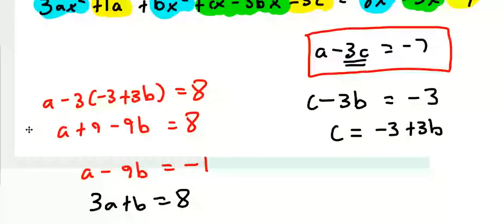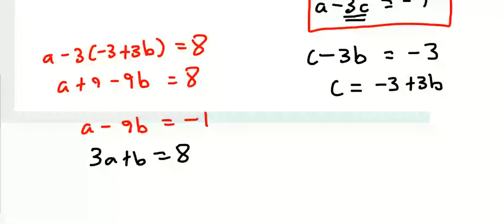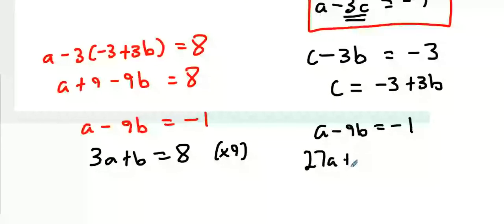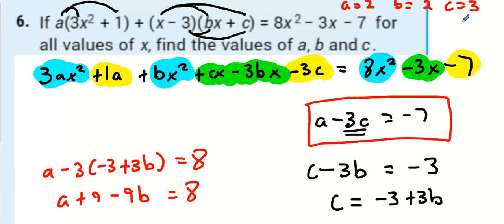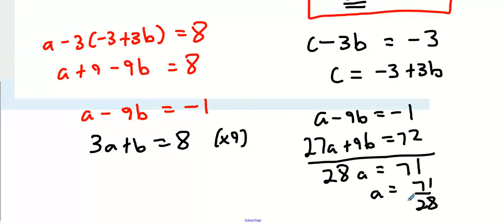Okay. I'm going to multiply the black one by 9. So the black equation will get multiplied by 9. Okay. I should get a minus 9b equal to minus 1. Multiply that by 9 is 27a plus 9b equals 72. Odd numbers. 28a is 71, and a is 71 over 28. If I get that answer like that, I'm thinking I'm wrong. Lads, as suspected, this is a mistake.